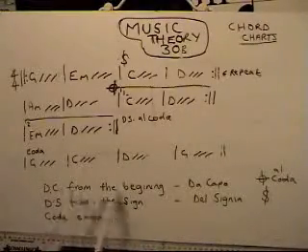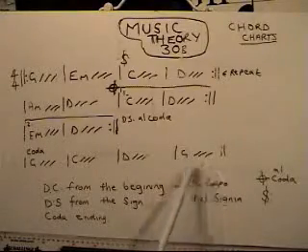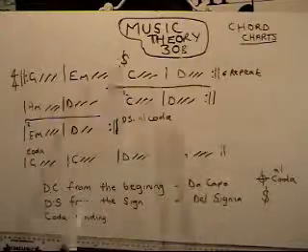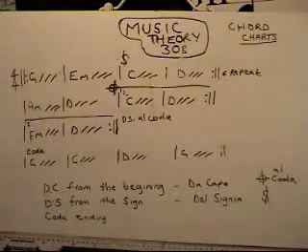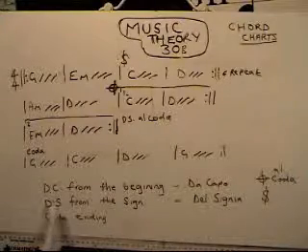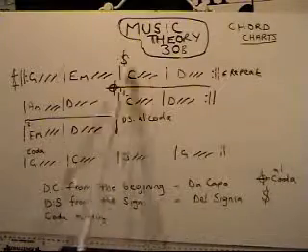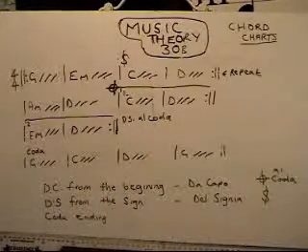You have all this sort of thing going on. So DC is from the beginning, da capo, I think it's literally from the head, or the beginning, or the top, Italian. And DS means dal segno, which is from the sign, and coda means ending.